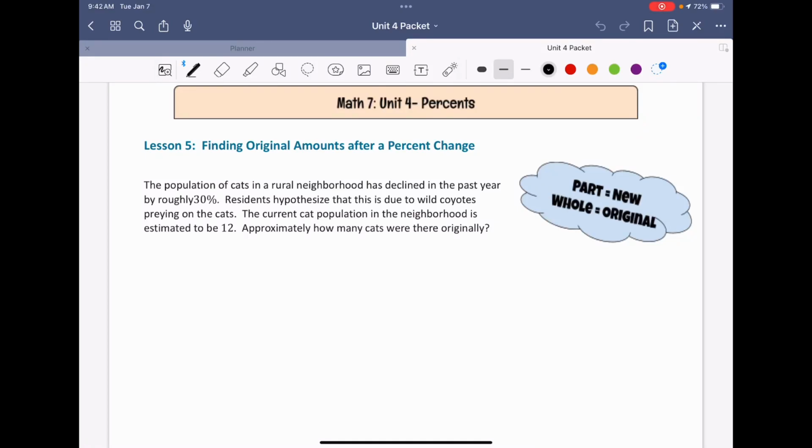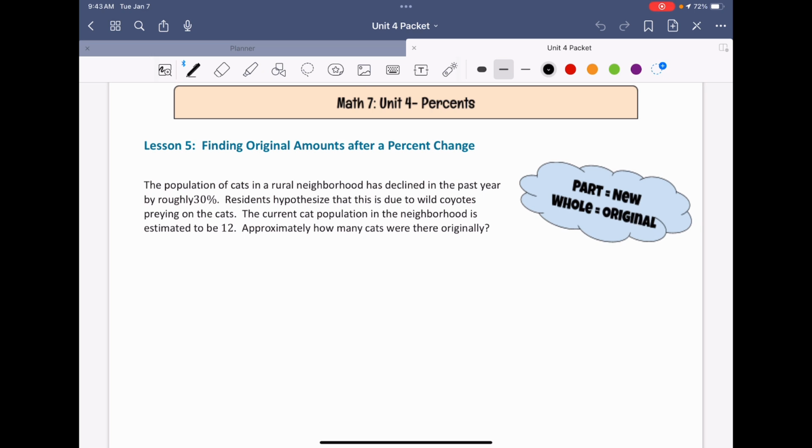All right, we're on lesson 5, which is finding original amounts after a percent change. So last lesson we talked about percent increase and decrease and how to solve problems that involve those. And this time we're going to go through what happens when we have to find the whole instead of a percent or the part. So let's go ahead and try the first one.